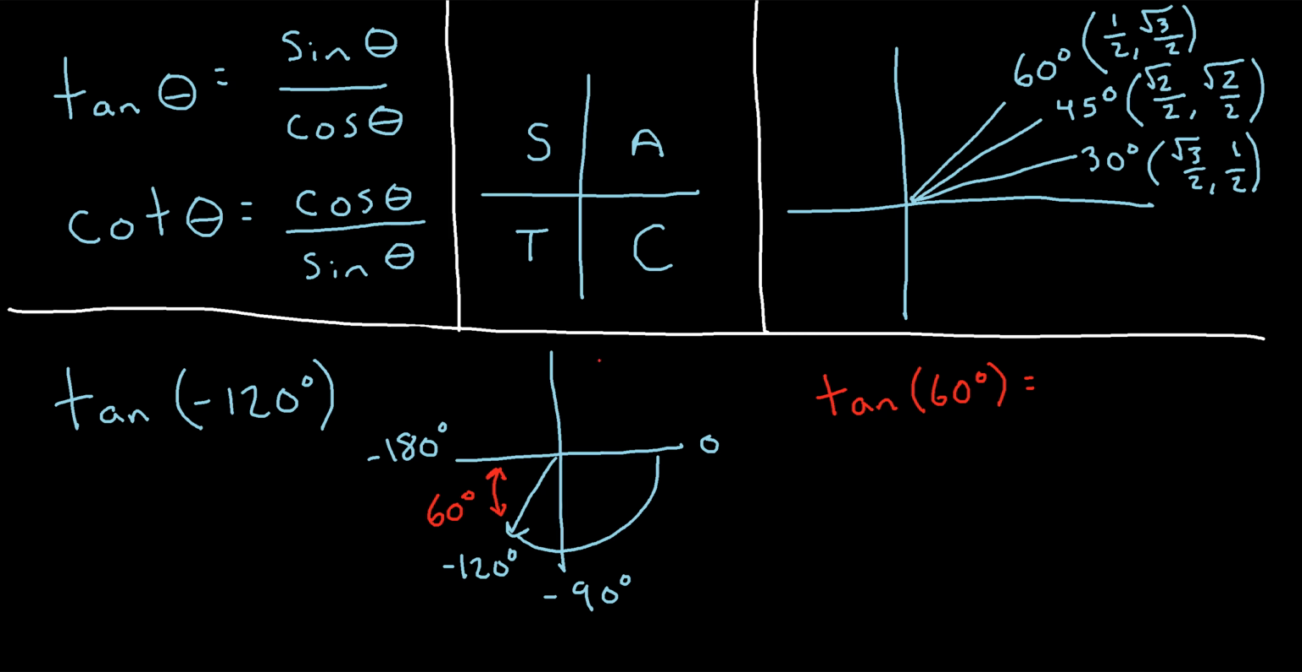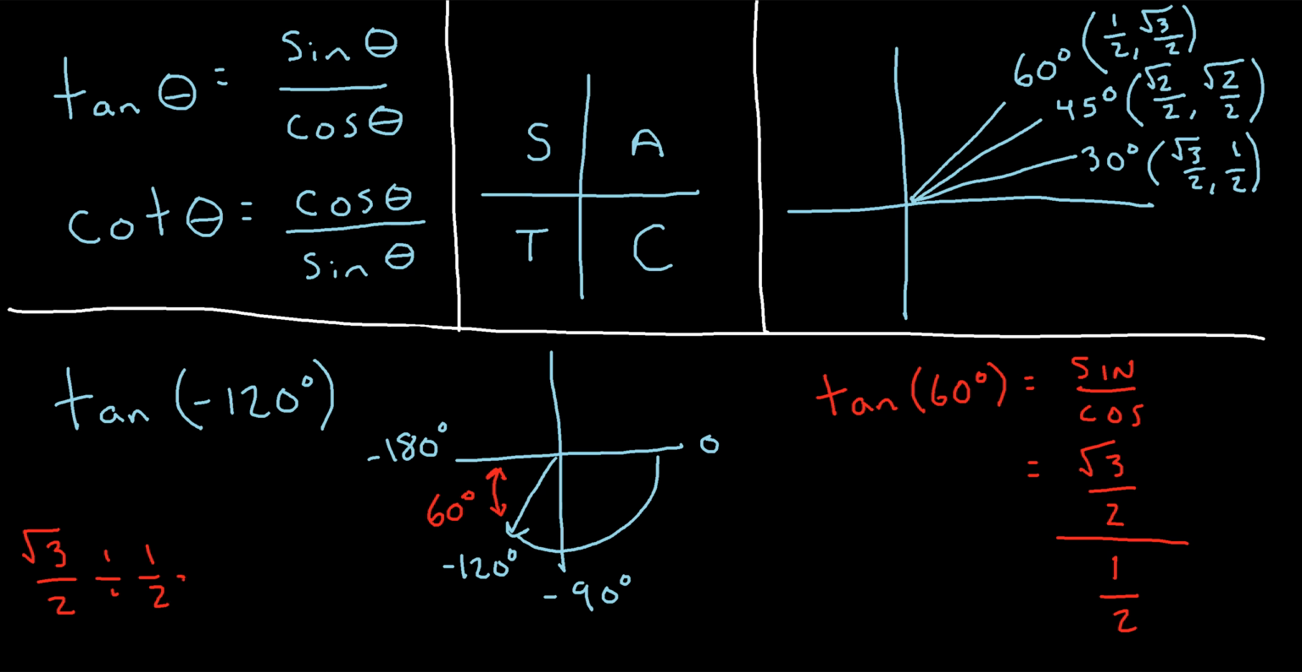And remember, our xy coordinates for 60 degrees on the unit circle are 1/2 and square root of 3 over 2. So we said that tangent is sine over cosine. So let's write sine over cosine. So the sine of 60 degrees, that's the y coordinate. So square root of 3 over 2. And we're dividing that by the cosine. So the cosine of 60 degrees is 1/2. So let's write it over here, have a little more room. Square root of 3 over 2 divided by 1/2.